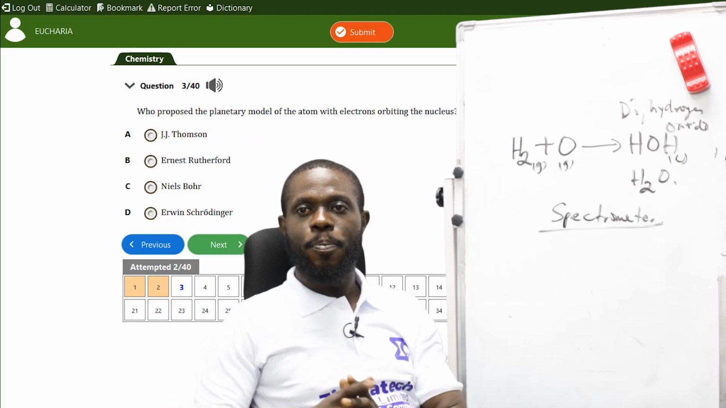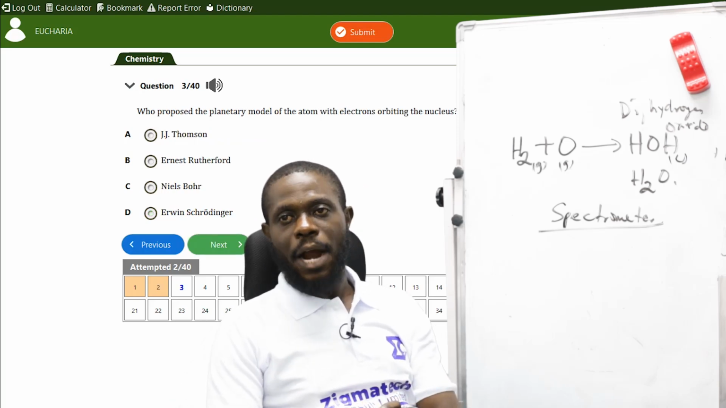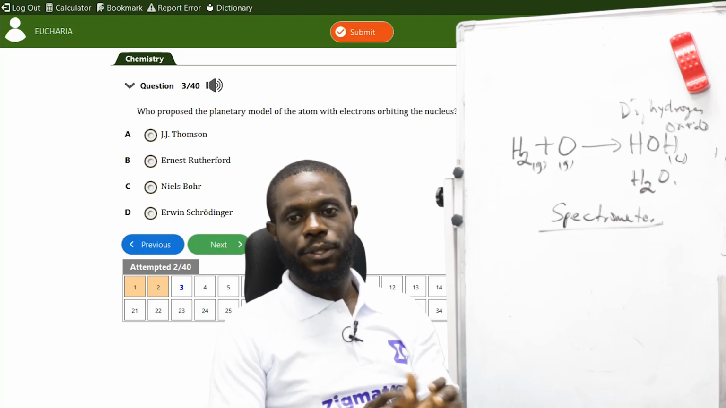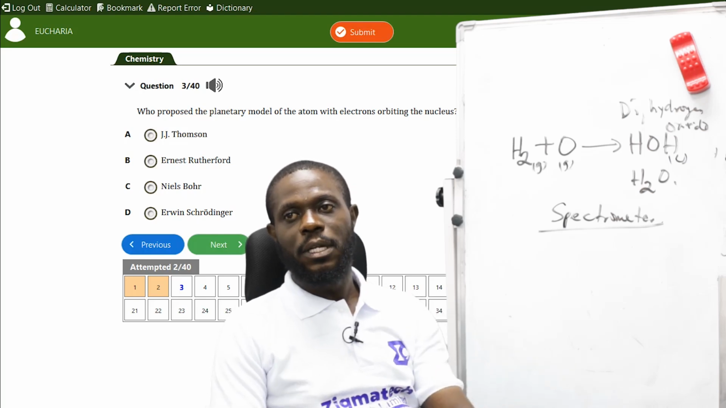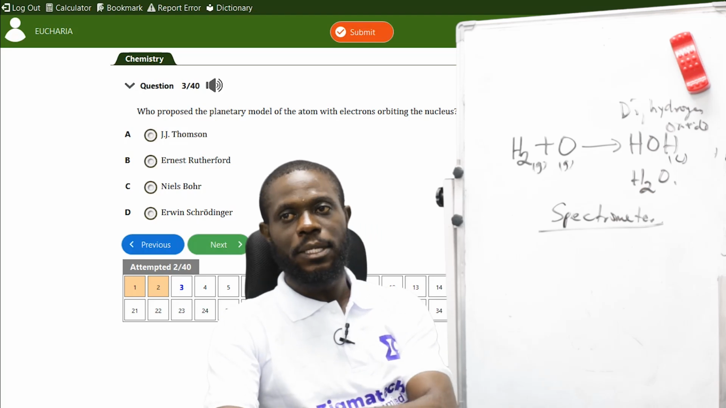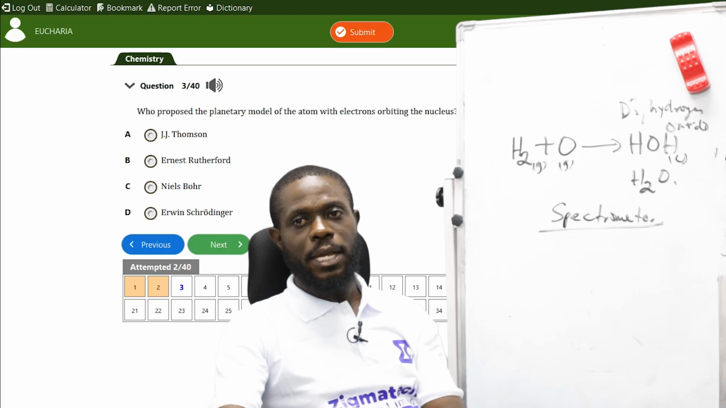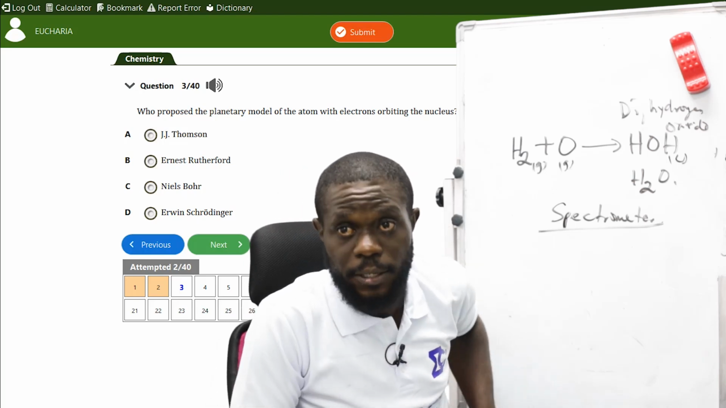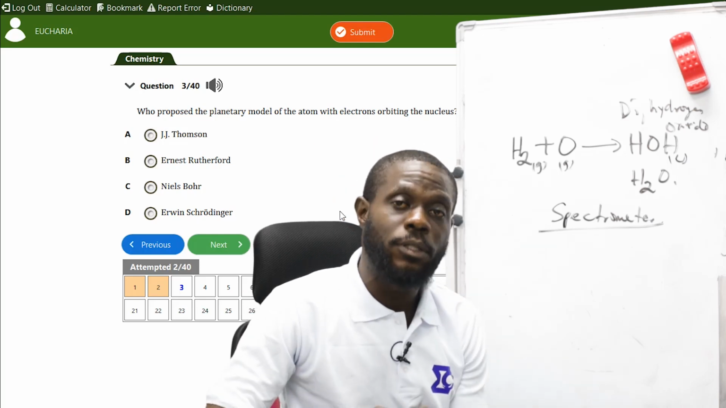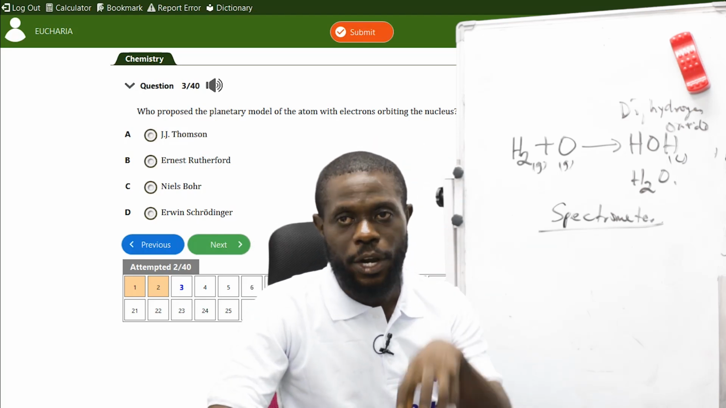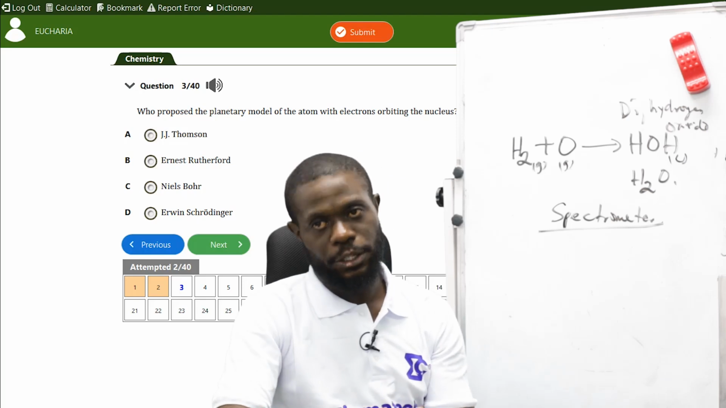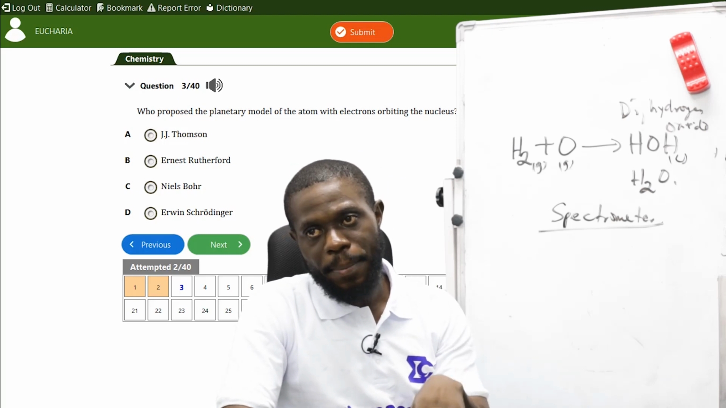The next one says, who proposed the planetary model of atom with electrons orbiting around the nucleus? Now, an atom, according to Ernest Rutherford, is defined as a chemical species that consists of the proton and the neutron in the nucleus surrounded by a cloud of electrons.